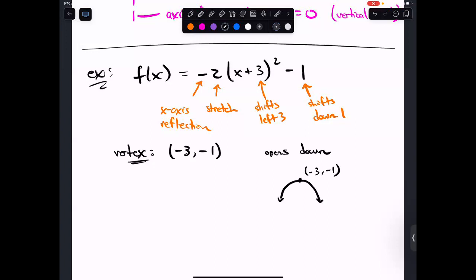So whatever else happens, I know that, in big picture terms, this looks like this. It's opening down. Again, the stretching means it's going to be taller and skinnier than a normal x squared would be, but I probably don't care that much about that unless I'm going to get really into the details. And the vertex is at -3, -1. Well, that's the tallest point. That's the maximum value of the graph. What's the axis of symmetry?